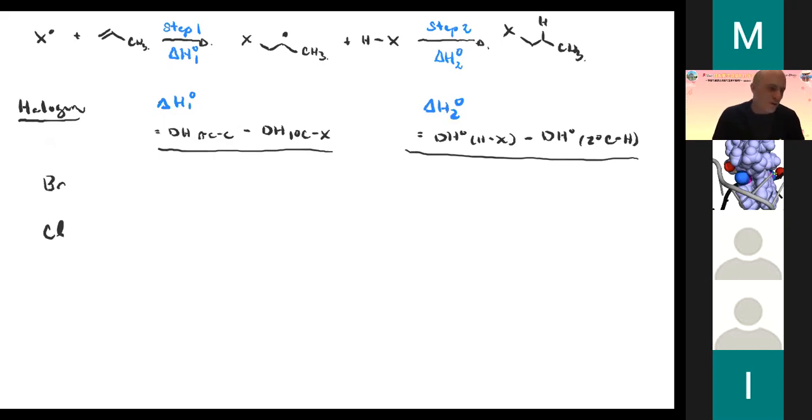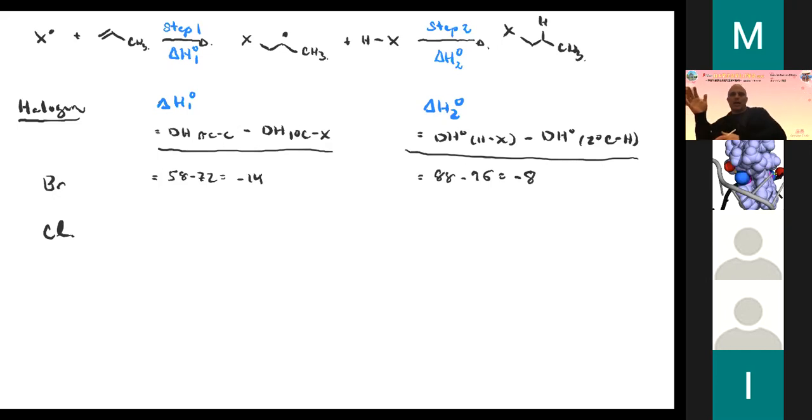Okay, and so if you go through the calculations, what you get here for bromide in the first step is going to be 58 minus 72, which equals minus 14. And what we get for the second step is going to be 88 minus 96, which equals minus 8. Okay, and so what does this tell us? For both steps of this process, when I'm adding HBr, the delta H is negative, okay? Both steps, so considering each step individually, each step is favorable, okay?